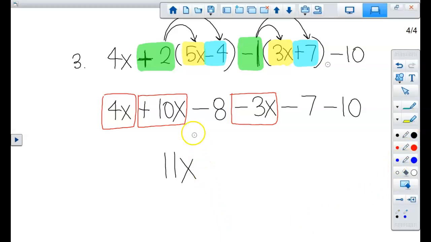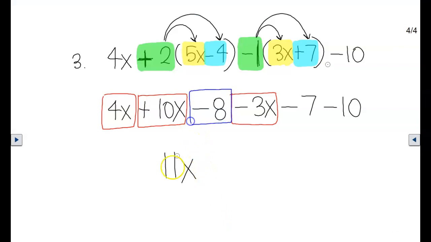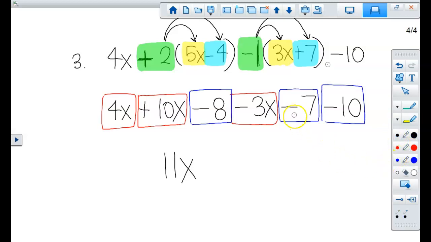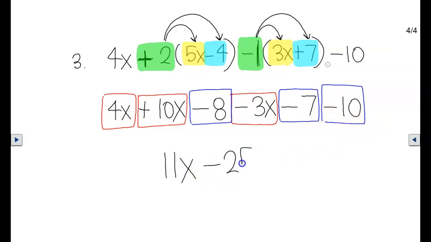All right, now switching colors. I have a -8. Remember that 8 gets to keep that minus sign, so he's a -8. Notice he does not have a last name. He does not have a variable part. -7 is like that, and so is -10. Notice again how I'm letting each one keep that sign that's in front of them. So we're going to put the three blue ones together. -8 minus 7 is -15. -15 minus 10 is a -25.